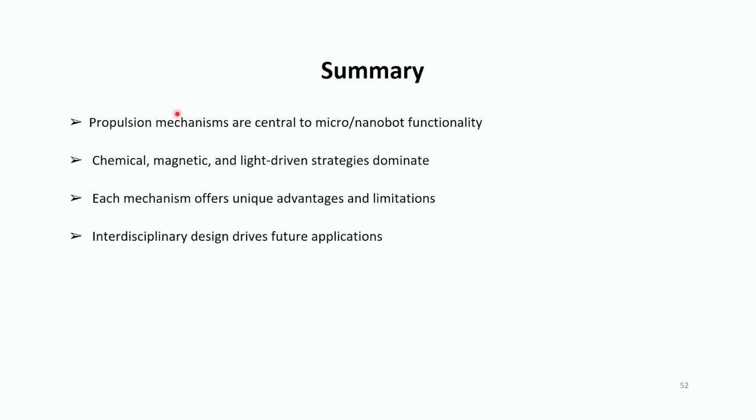So summarizing the lecture, the propulsion mechanisms are central to nanobot functionality. These are very important for your microbots to function properly. Chemical, magnetic and light driven strategies dominate. These are the strategies that we are using, chemical, magnetic, light driven or hybrid strategies, for the propulsion of your micro nanobots. Each mechanism offers unique advantages and limitations. As we have already seen, there are unique advantages to every propulsion mechanism, and also many disadvantages associated with every one. So interdisciplinary design drives the future applications.